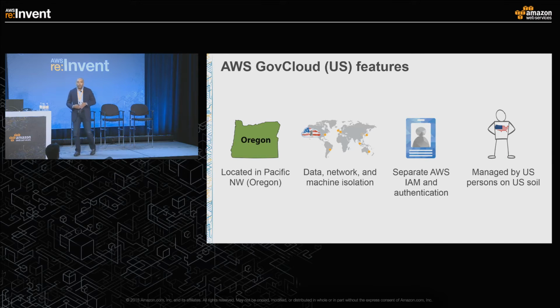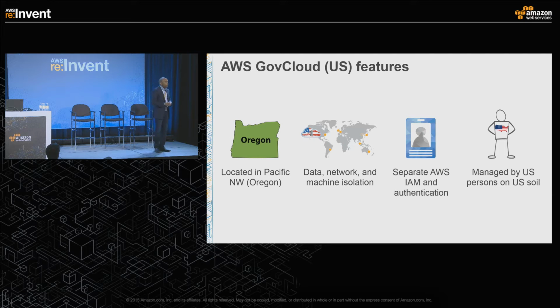Beyond that, the region itself is physically located in the Pacific Northwest, specifically in the state of Oregon. The region also boasts some pretty unique features and characteristics that really differentiate it from our other regions on our platforms, including our 3 other U.S. regions. First and foremost, GovCloud is physically and logically isolated from all regions. So we do that by implementing machine, network, and data isolation.